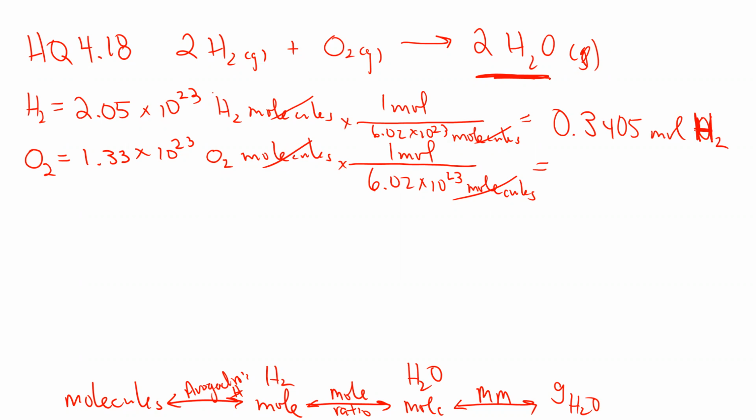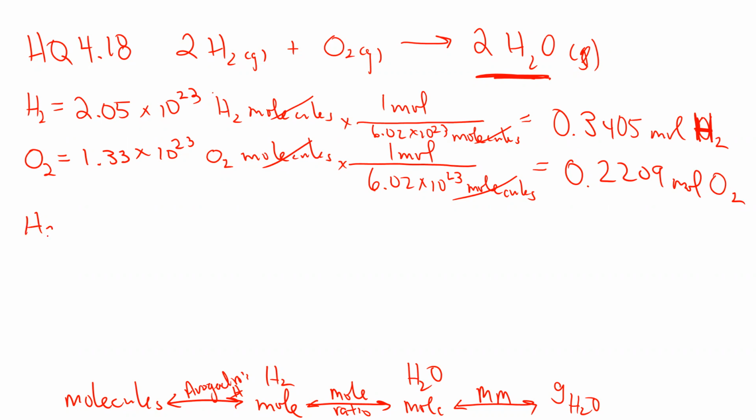Do the same calculation for oxygen, 1.33 divided by 6.02 times 10 to the 23. Right, and I get 0.2209 moles of oxygen. Right, now we need to use the mole ratio to find what's our limiting reagent.